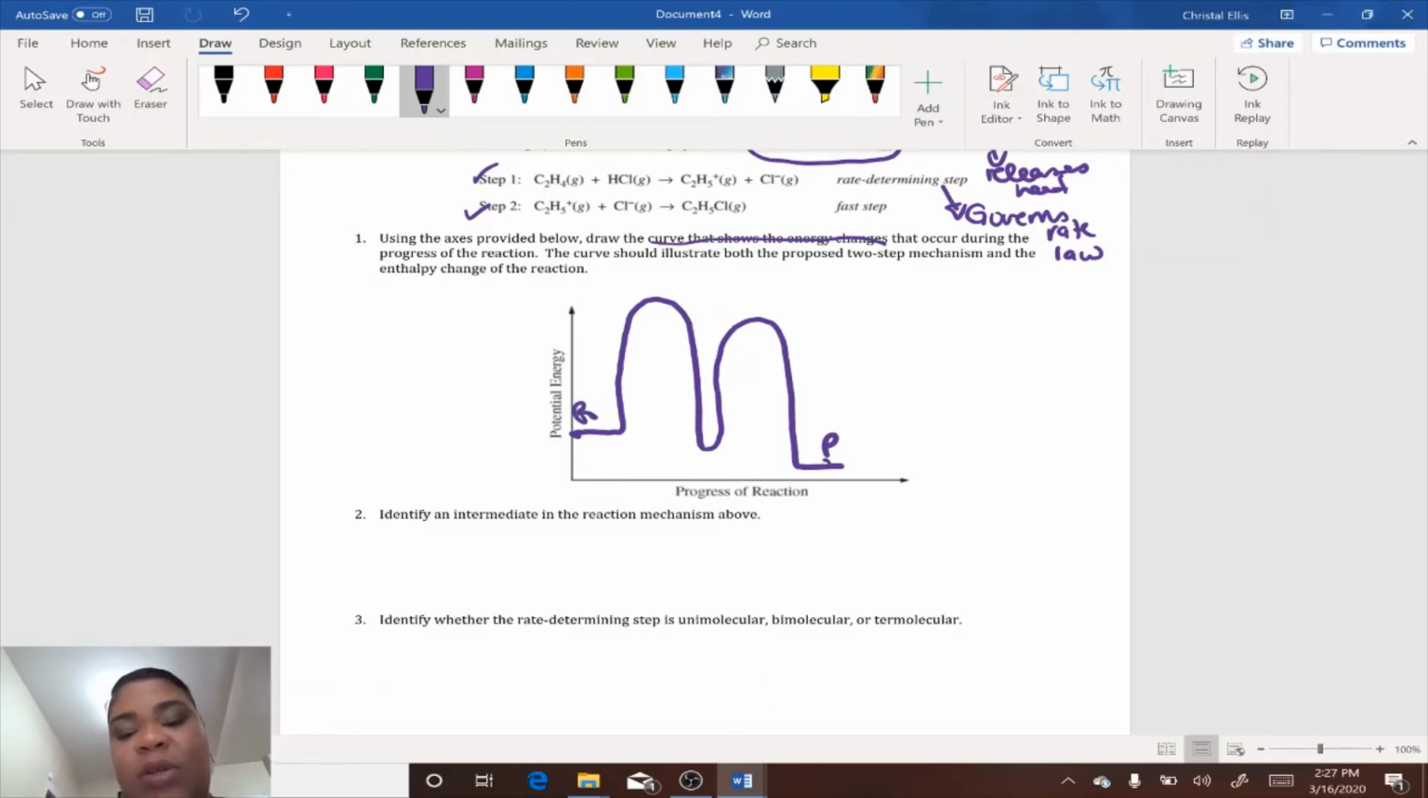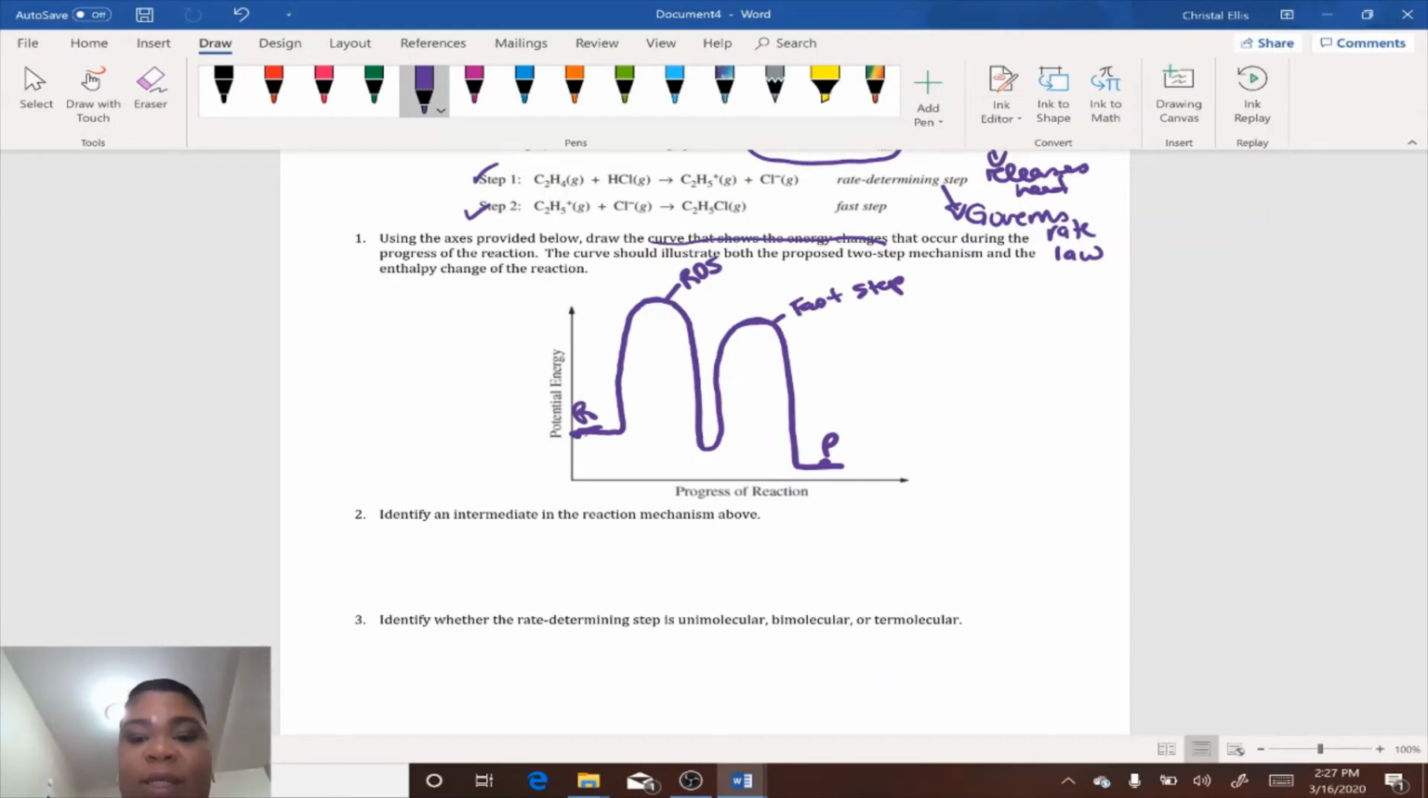This is my products, this is my reactants. The potential energy of my products is lower than the potential energy of my reactants. This is a 2-step mechanism. The first step is the slow step, so I'm just going to label that as my RDS, my rate determinant step. And the second step is my fast step. Notice that it's my fast step, so the activation energy is lower than the activation energy in my rate determinant step.